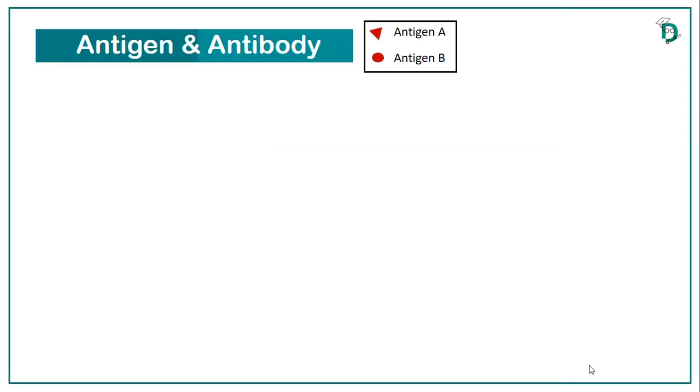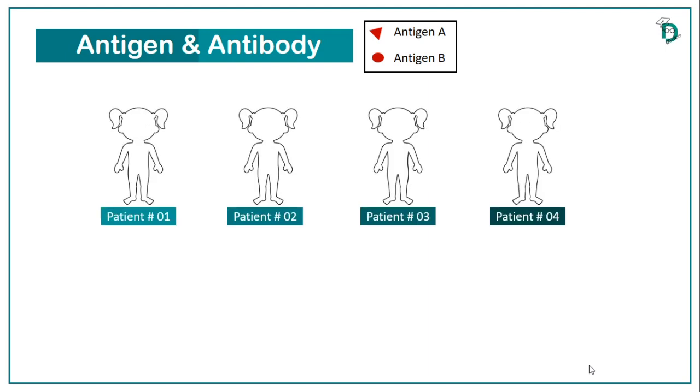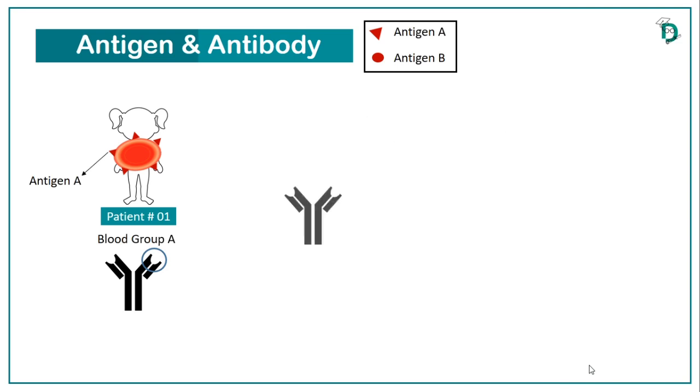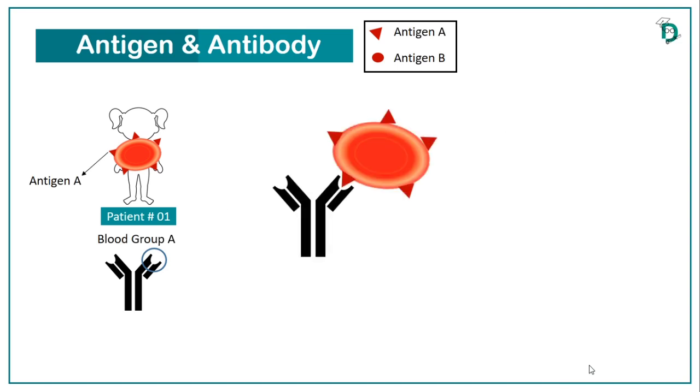Okay, now let's see how our body's antibodies and antigens are incompatible to each other with the help of an example. Patient number 1 with blood group A has triangular antigens, meaning antigen A, but the antibodies in that person have binding sites for circular antigens, meaning antigen B, so the body's own antibodies will not attack the body's own antigens on RBCs just because of incompatibility with respect to the difference in shape.